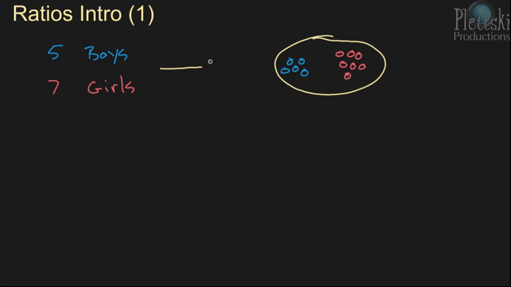We can write a fraction, and if the question was to write a ratio of boys to girls, we would write it as the boys on the top, so the ratio of boys to the ratio of girls. So a ratio of boys to girls, so the number of boys to the number of girls.